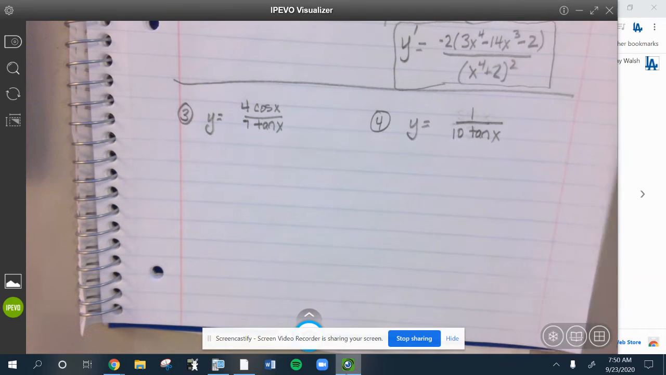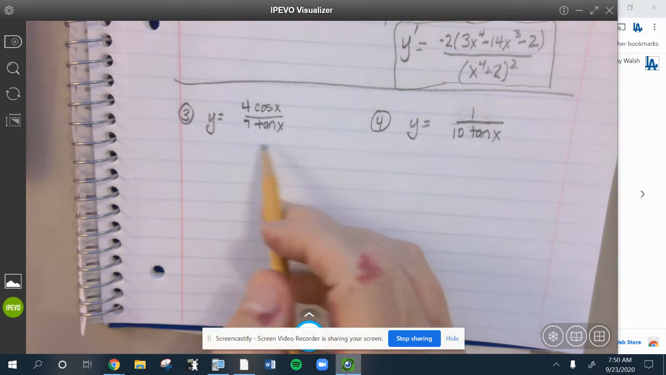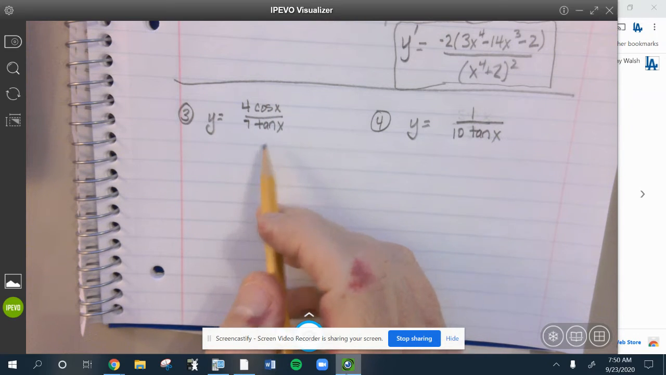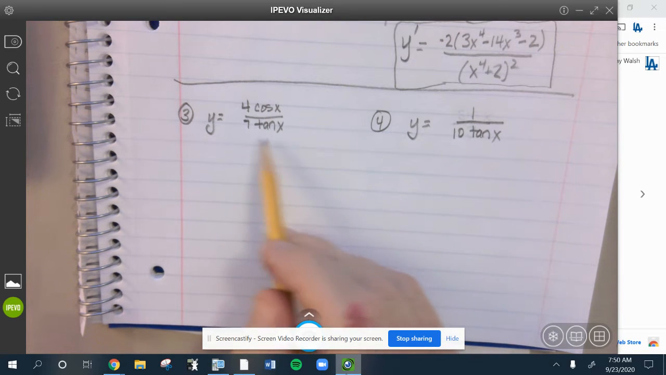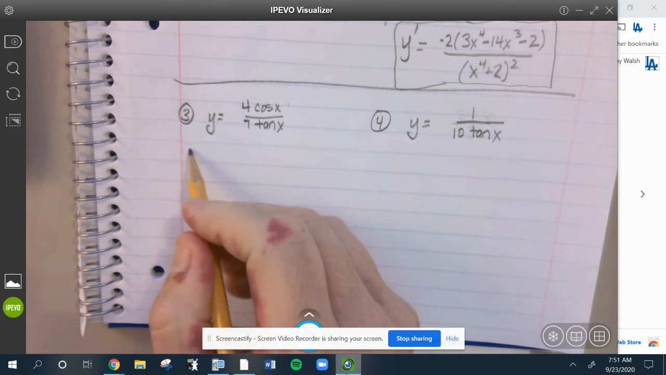Here are a couple additional practice problems for derivatives involving some trig functions. So let's take this one first. This one looks like you can use the quotient rule. You can always use properties of trig and make this tangent cotangent up top and use the product rule. I'm not going to do that.